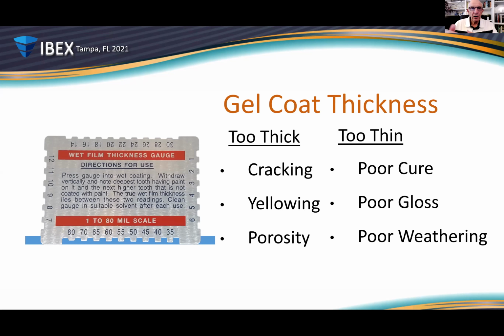So a white gel coat will tend to turn yellow or tannish over a period of time. Dark color gel coats, dark blue, red, something like that, they become lighter in color over a period of time. So gel coat thickness is exceedingly critical in extracting the maximum performance of the gel coat the way it's designed to be used.